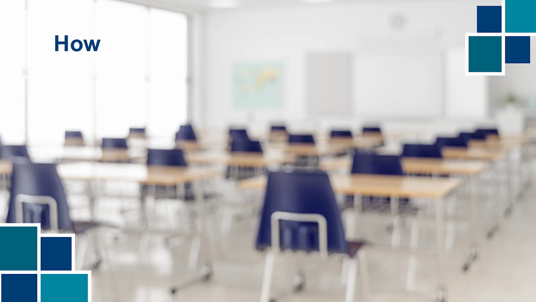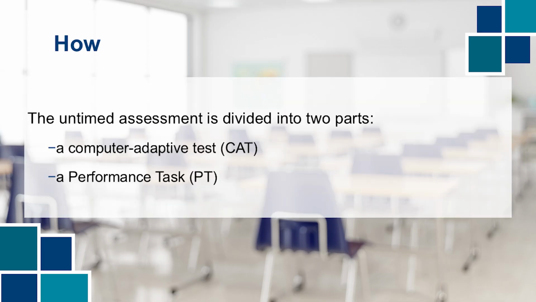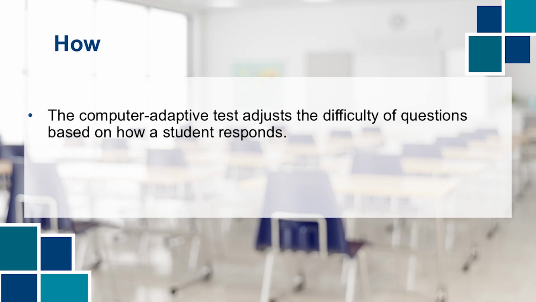How are the Smarter Balanced Summative Assessments administered? The untimed assessment is divided into two parts: a computer adaptive test, or CAT, and a performance task, or PT. The computer adaptive test adjusts the difficulty of questions based on how a student responds. As students answer correctly, they receive more challenging questions. Incorrect answers trigger easier, less complex questions.